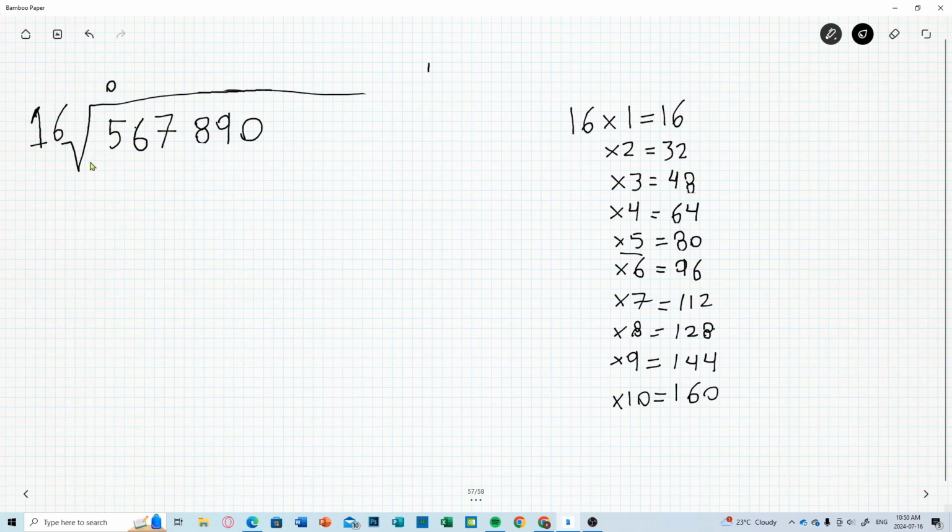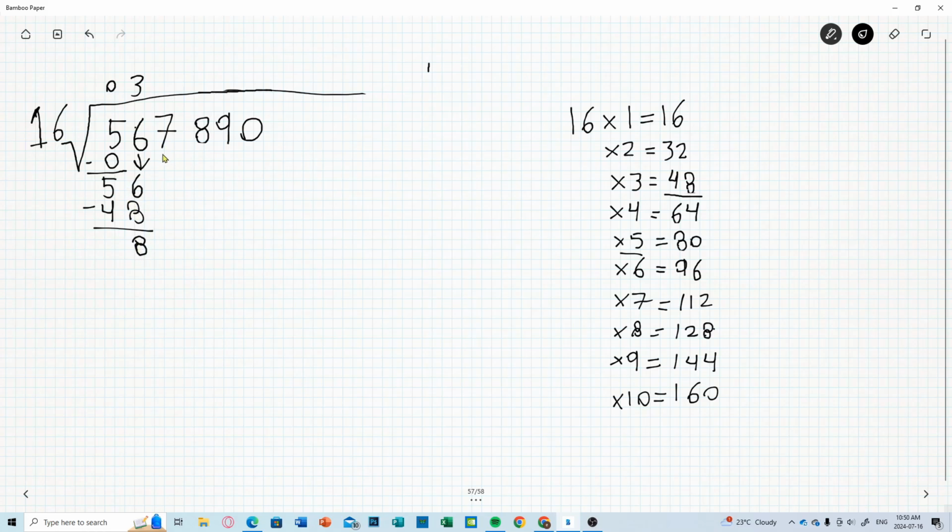We know that 16 goes into 5 0 times because 16 is larger than 5. Now we can bring down the 6, and we'll have 56. And I already wrote all the numbers on the side, so it's nice and easy. We're going to look for the number that's closest to 56 while being less than 56, which we'll see here is 48. So we'll put a 3 up top, and we'll subtract 48 from 56, giving us 8.